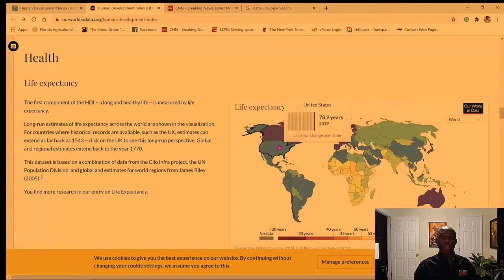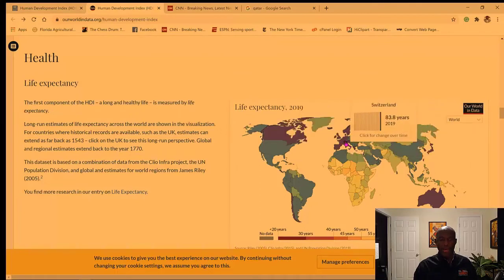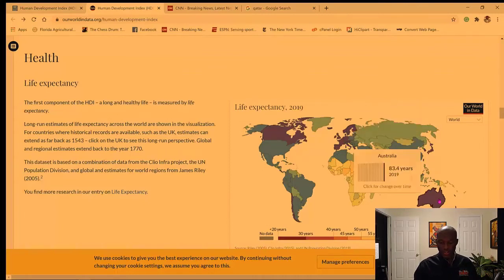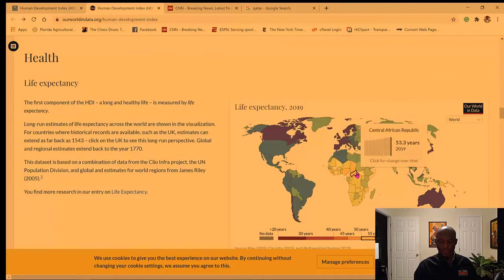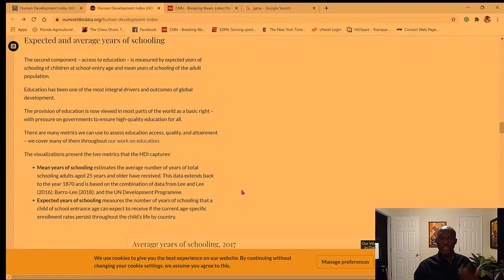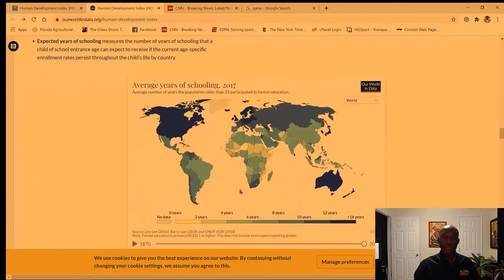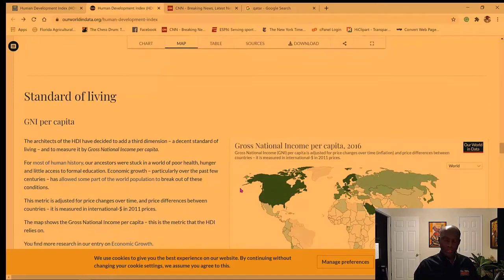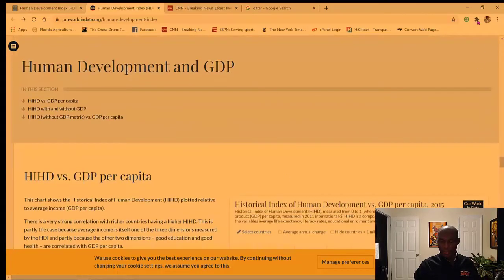We have a life expectancy here of 78.9 years. Canada is 82.4. Europe has, as you can see, a lot of longevity, as does Australia. But if you look at the African continent, you have a lot of countries who have a life expectancy of 60 years. In Latin America, about 10, 15 years more. So these are things you have to look at. If you're doing an assessment of a country, these are the factors that you would examine.